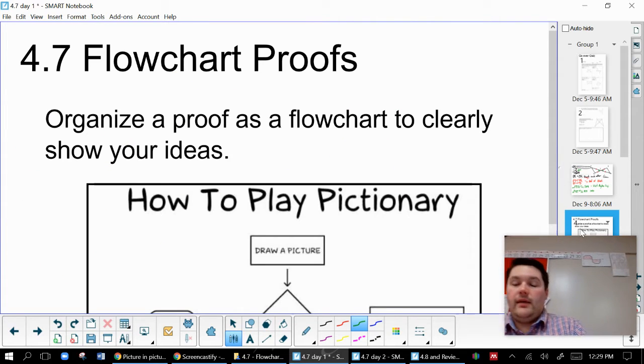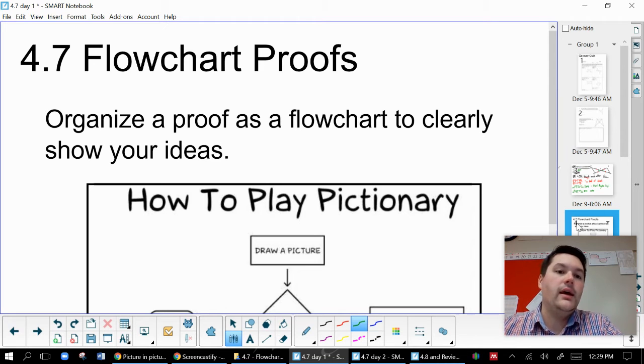So today, the new thing is not going to be any new conjectures. It's not going to be any new big ideas. It's going to be how we organize our proofs. Today we're going to talk about how to organize our proofs as a flowchart, because a flowchart is going to allow us to clearly demonstrate our understanding of the proof.